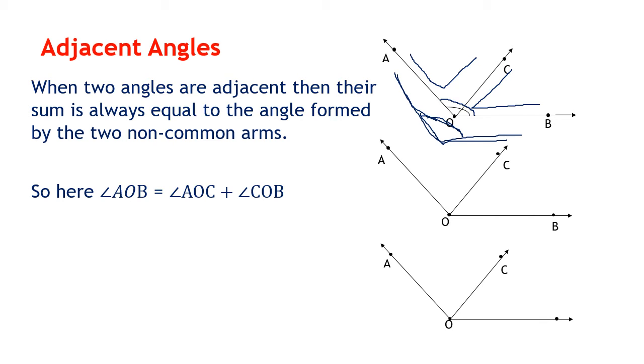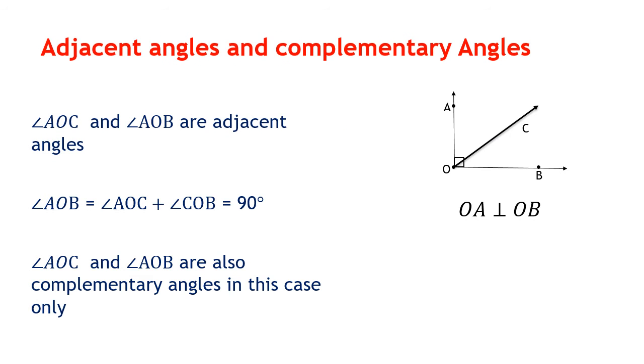Okay? Now here I have got a special case. Look at angle AOB. Angle AOB is 90 degrees because OA is perpendicular to OB. Now we have the adjacent angles AOC and COB. If you add them both, you get 90 degrees. So AOC and COB are not only adjacent angles, they are also complementary angles.